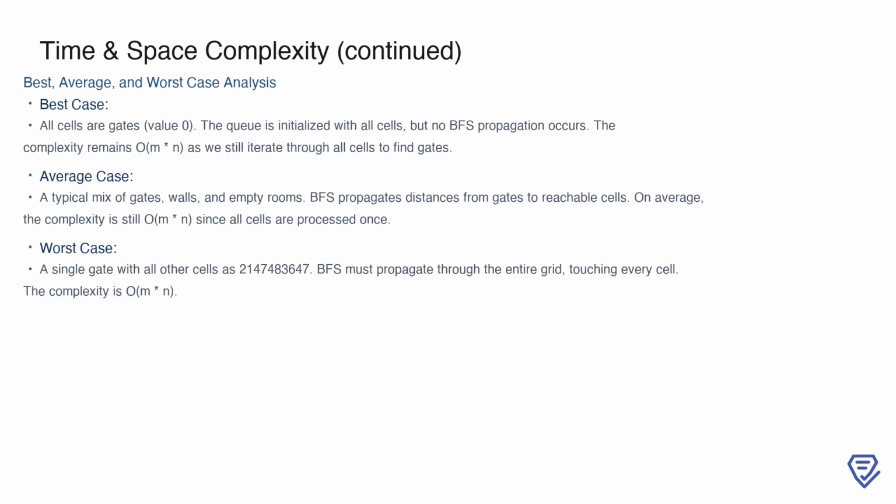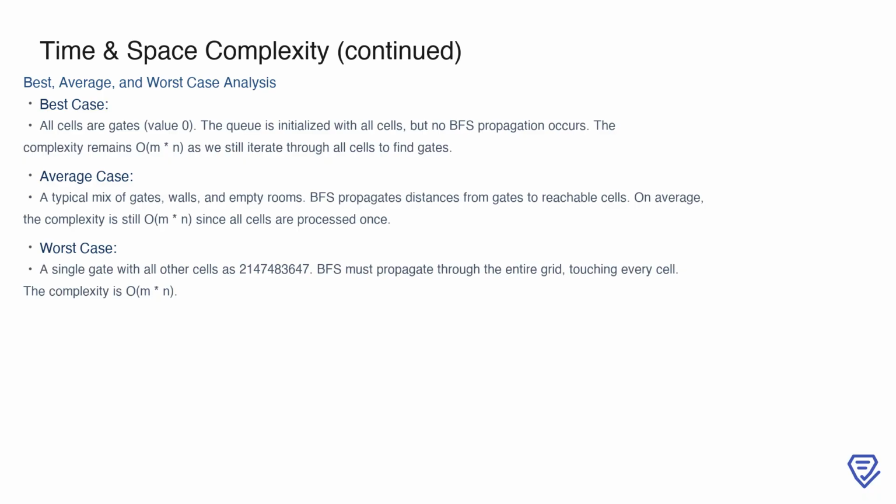Let's break down the complexity further by considering the best, average, and worst-case scenarios. In the best case, all cells in the grid are gates. Here, the queue is initialized with all the cells, but since no BFS propagation is needed, the overall complexity remains O(m*n) due to the initial iteration through the grid.